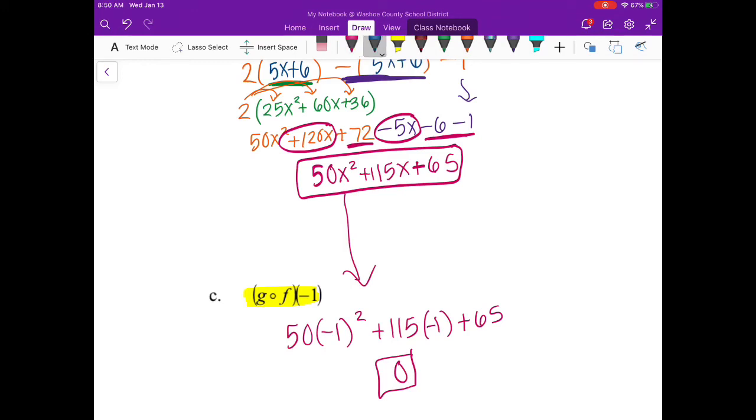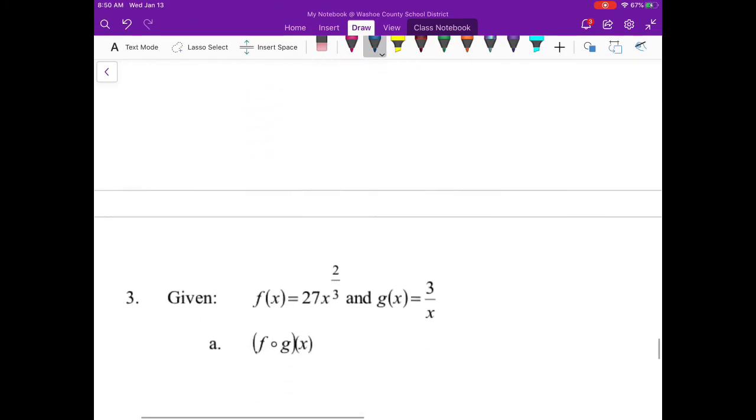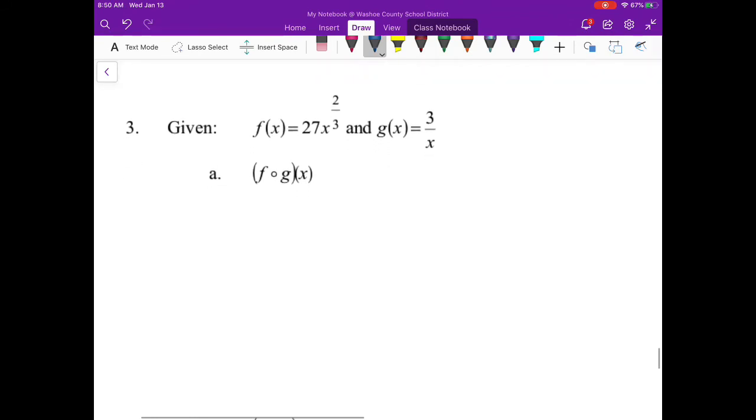Last example for this set of notes does involve some fractions. So this one, just make sure you're going slowly, and we'll get through it. So first, f of g of x, we're going to keep the f function. So that's 27x to the 2/3, and remember we're going to replace that x with the g of x function. So in this case, I'm replacing that with 3 over x.